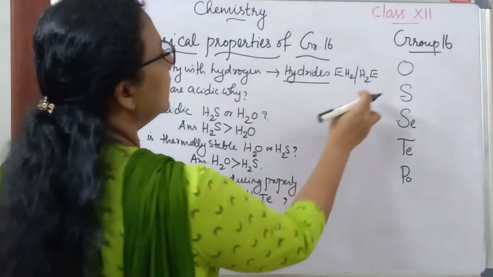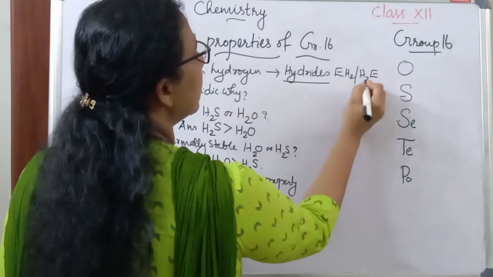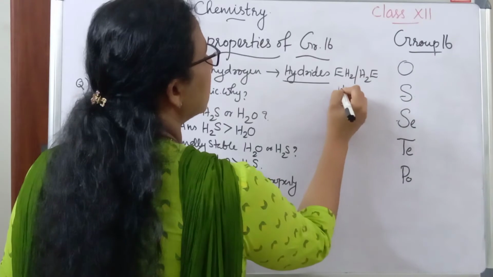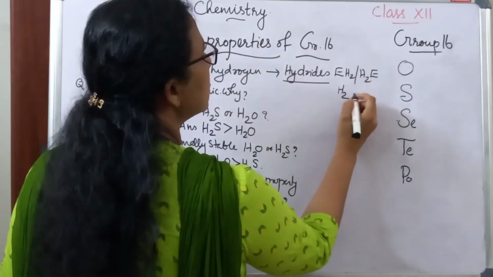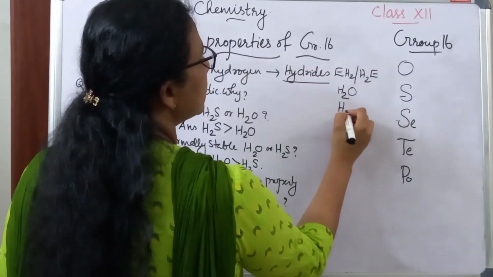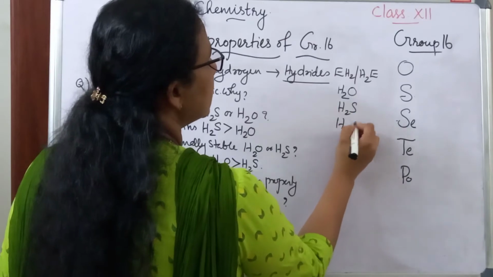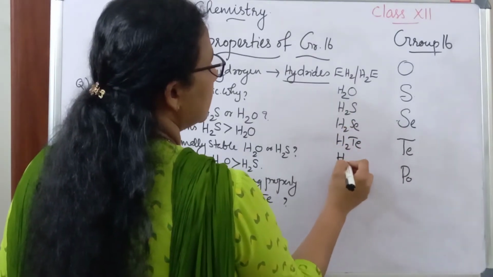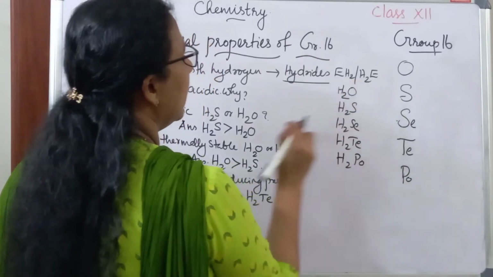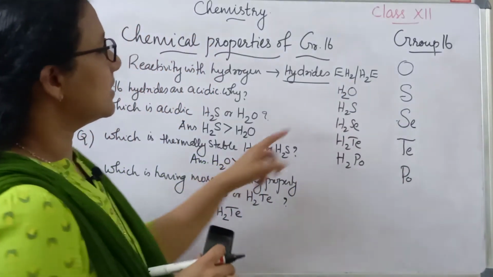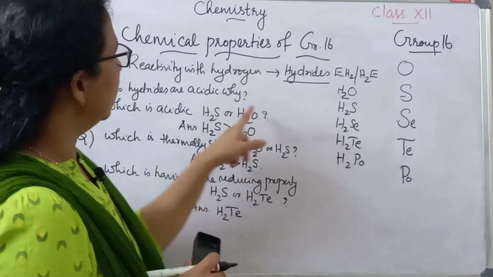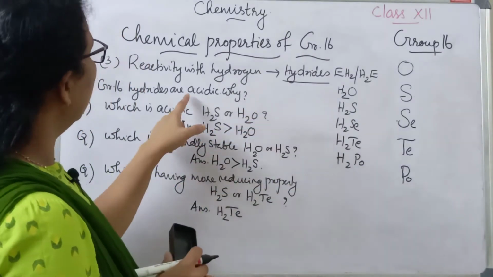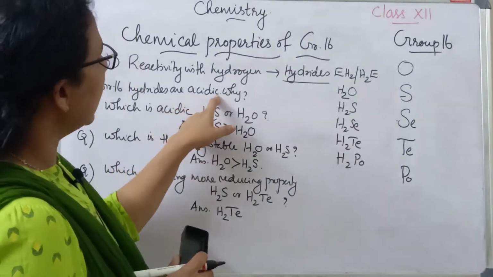So let us write the hydrides of group 16 elements. H2E can be written as H2O, H2S, H2Se, H2Te, H2Po. So these are the hydrides of group 16 elements. In this case, the hydrides are actually acidic in nature.